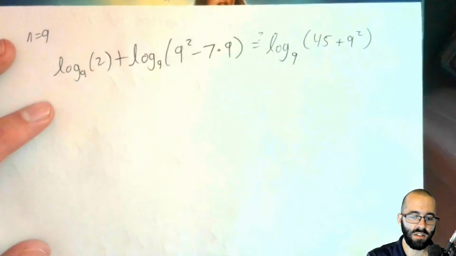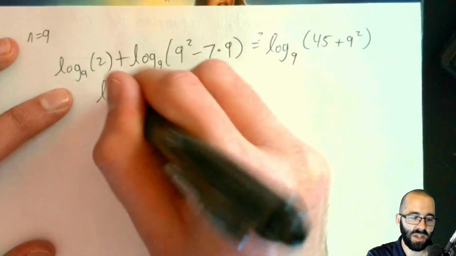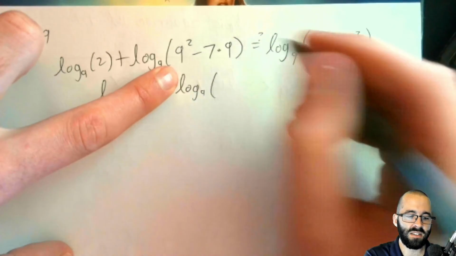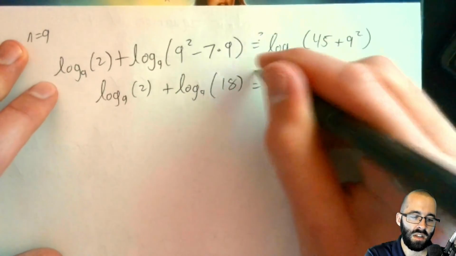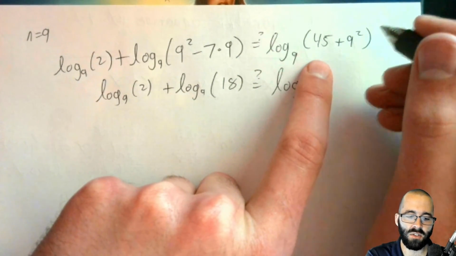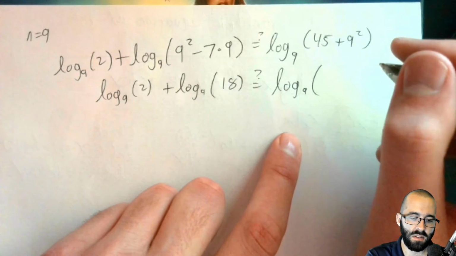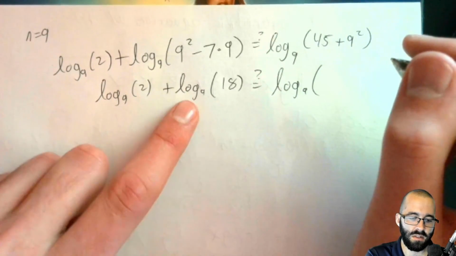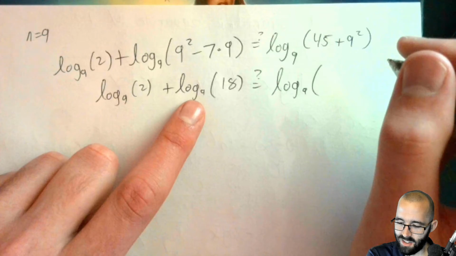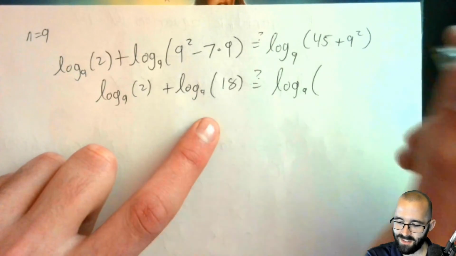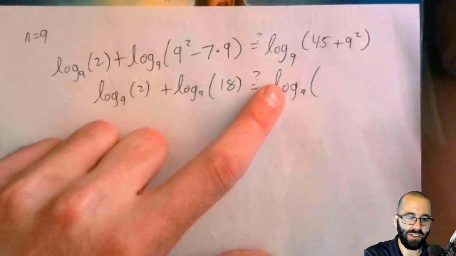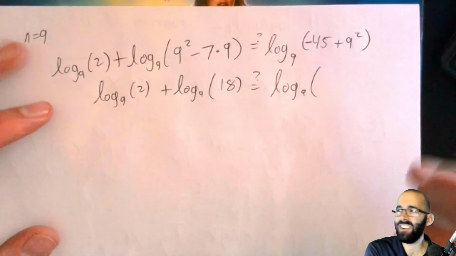Let me check our answer. Left-hand side, that's log base 9 of 2, plus log base 9 of 81 minus 63, which is 18. Is that equal to log base 9 of 81 plus 45? That's 126, I believe. Wait. Hold on. This one is supposed to work. Did I make a mistake? Yeah, negative 45. Great. All right.